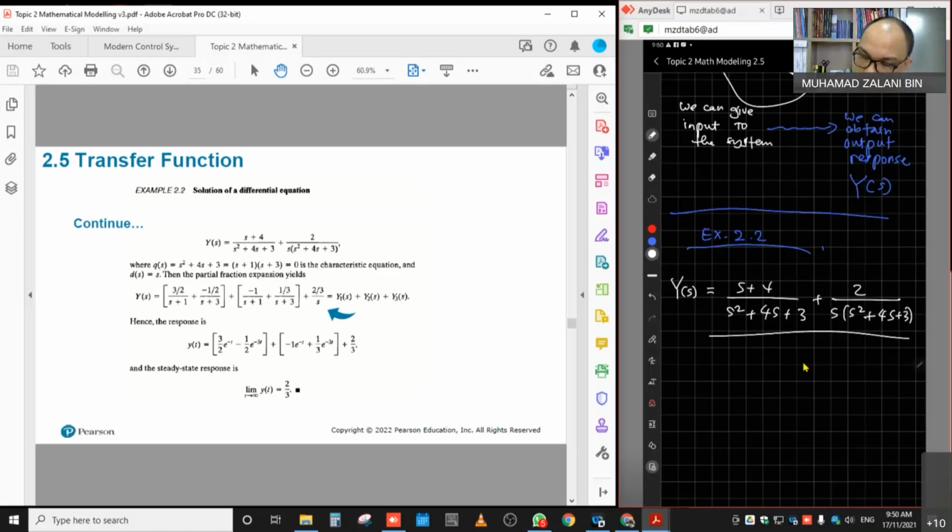How do we do this? We use partial fraction decomposition, or partial fraction expansion. What we do is we assume some arbitrary constant, which is a divided by s plus 1, another constant b divided by s plus 3. Why s plus 1, s plus 3? Actually, this one we can factorize further, into s plus 1, s plus 3. Similarly for this one.